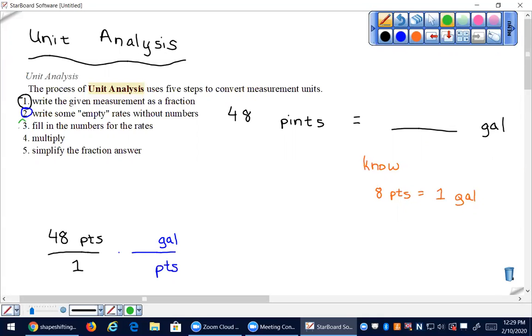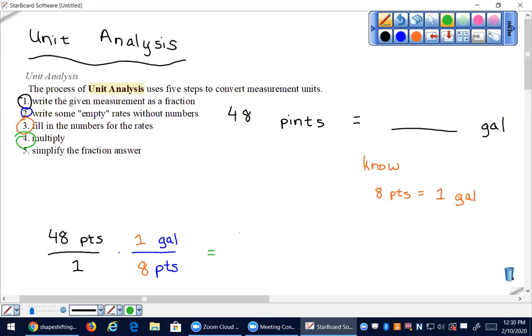Then I'm going to fill in the empty numbers. So 1 gallon is 8 pints. Actually, let me do that in orange so it matches what I did. The only reason steps 2 and 3 are different steps is sometimes in a very complicated problem, you have to fidget with the blue a little. And it's just faster to not write all the numbers, so you don't have to erase as much.